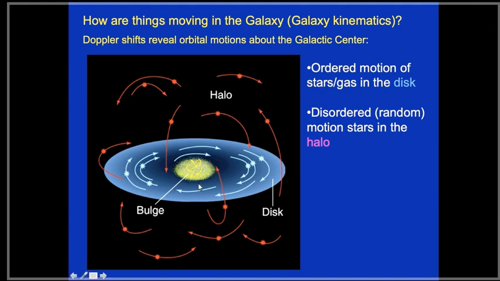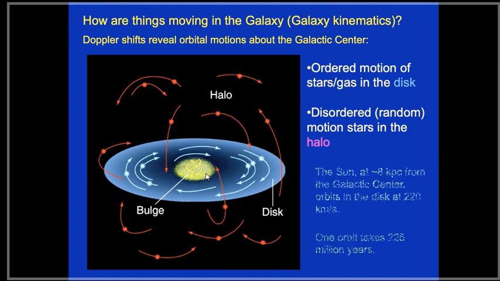The bulge is also kind of like the halo, where things are moving in more disordered or random motions. But there's clearly a big difference in the way things are moving in the halo, a disordered motion, to the way things are moving in the disk, a more ordered, orderly motion.